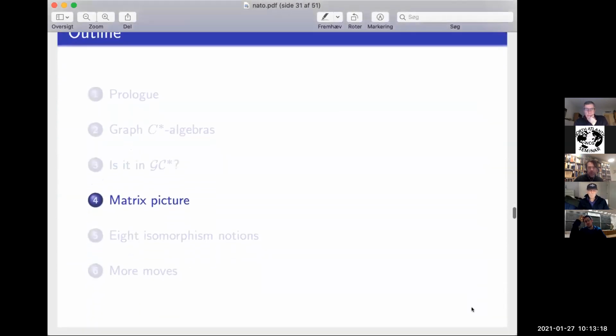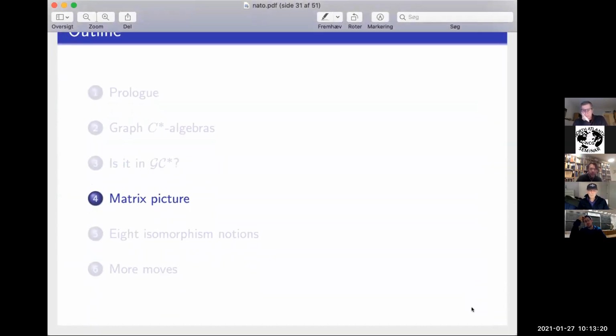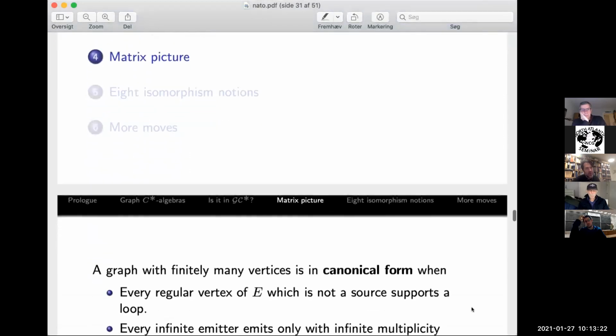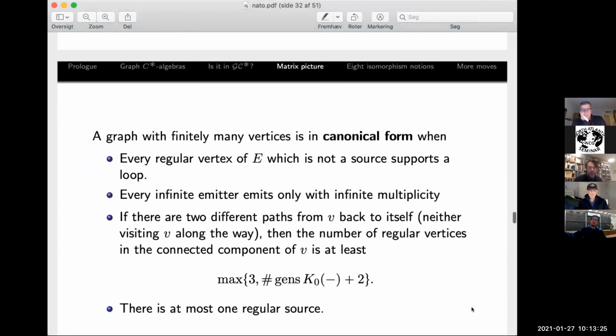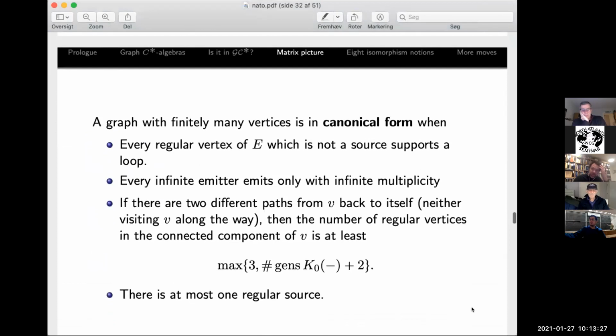Okay, so now I'm getting ready to explain to you what I mean by this matrix picture. Now let's imagine that we have a unital graph algebra. Perhaps we have two unital graph algebras, and we're wondering if they are the same.